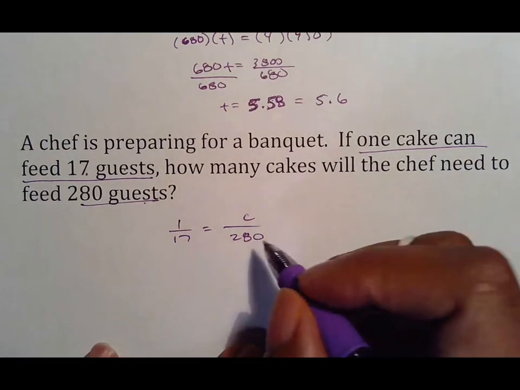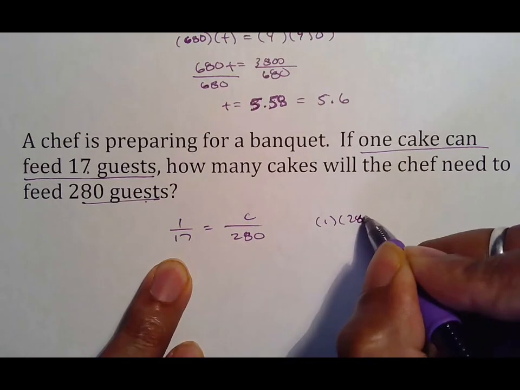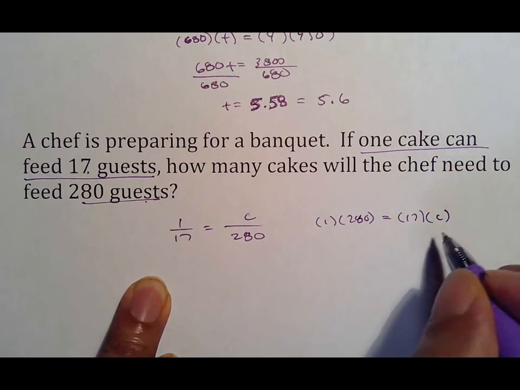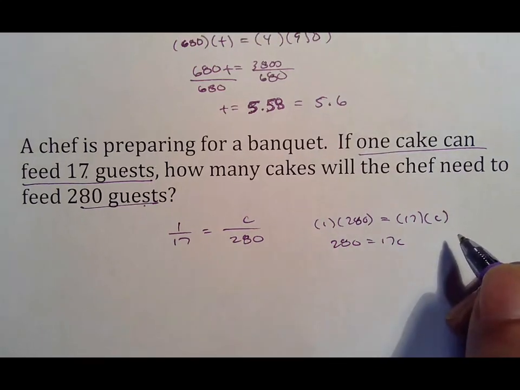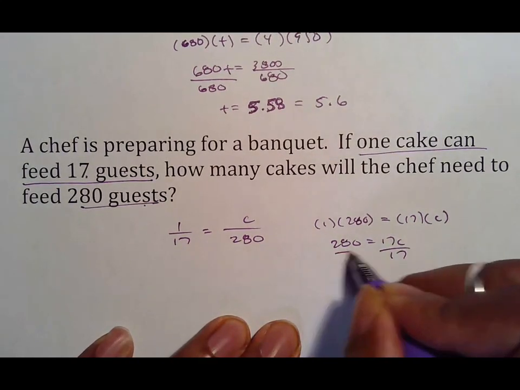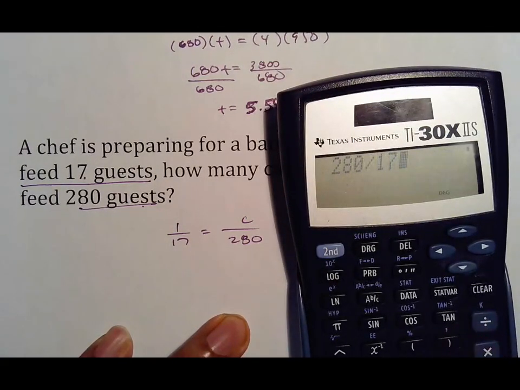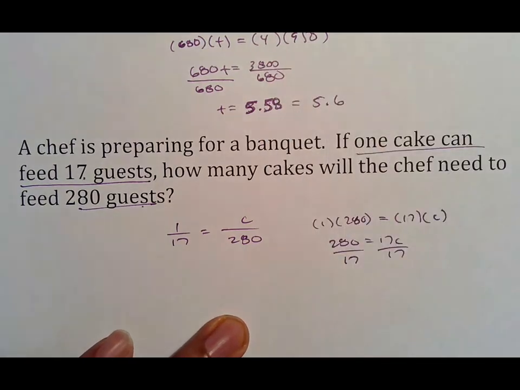And again, just do what we've been trained to do. 1 meets 280. 17 meets C, which means 280 equals 17C. Divide by 17. Again, the solving we've been working on. You get 16.47.